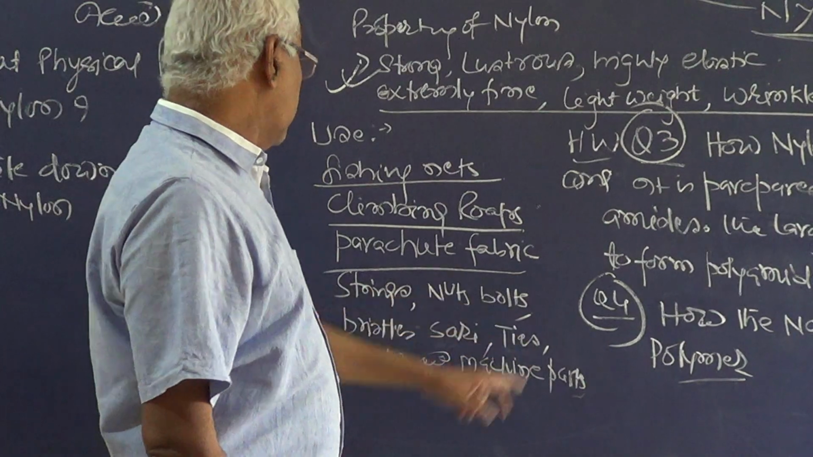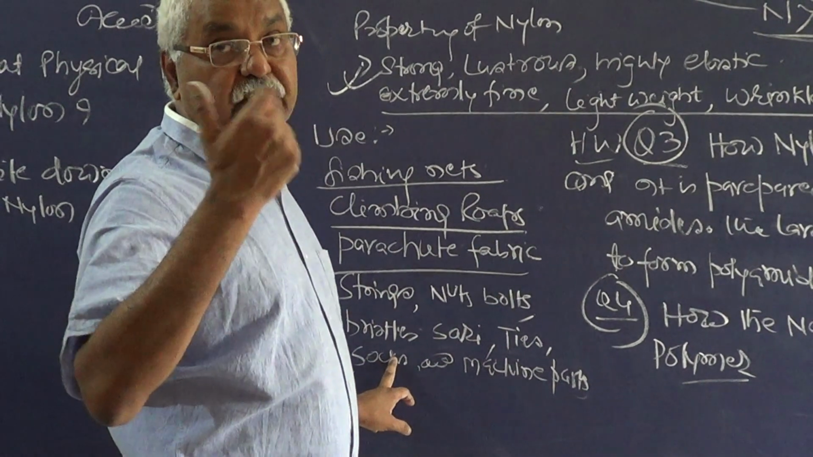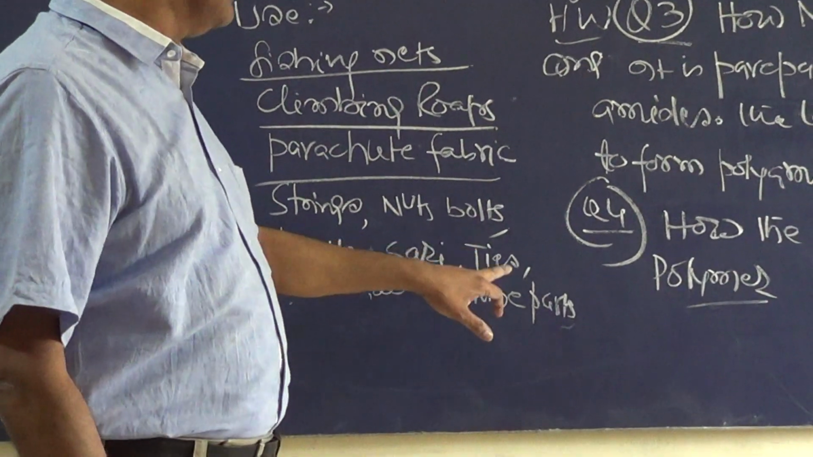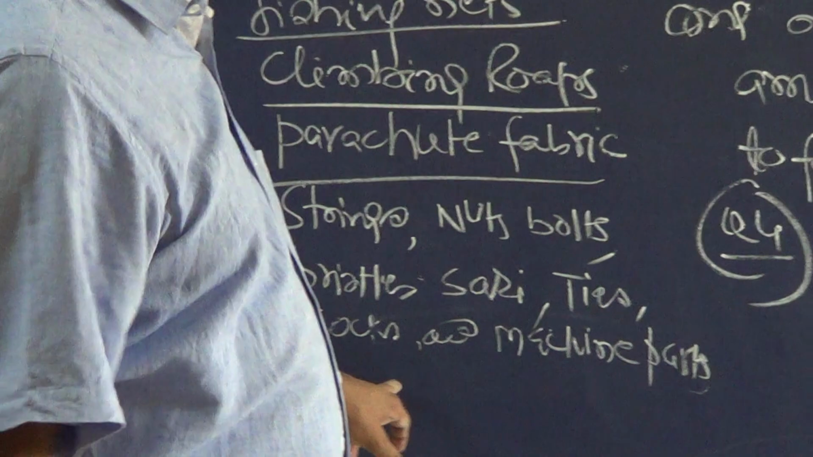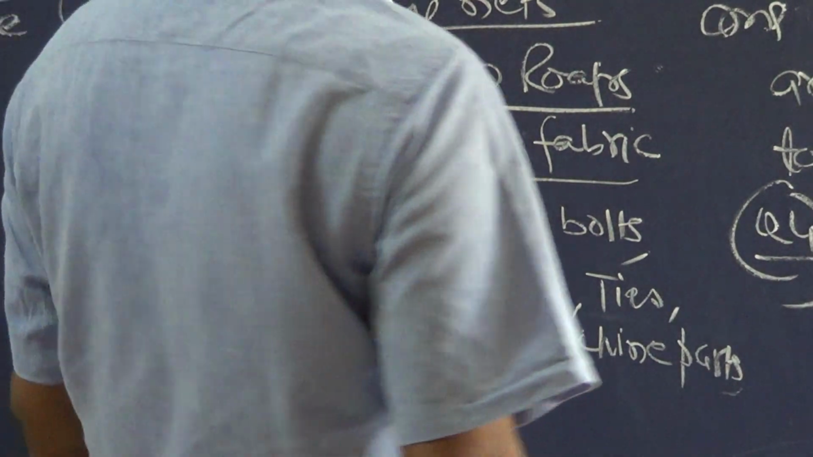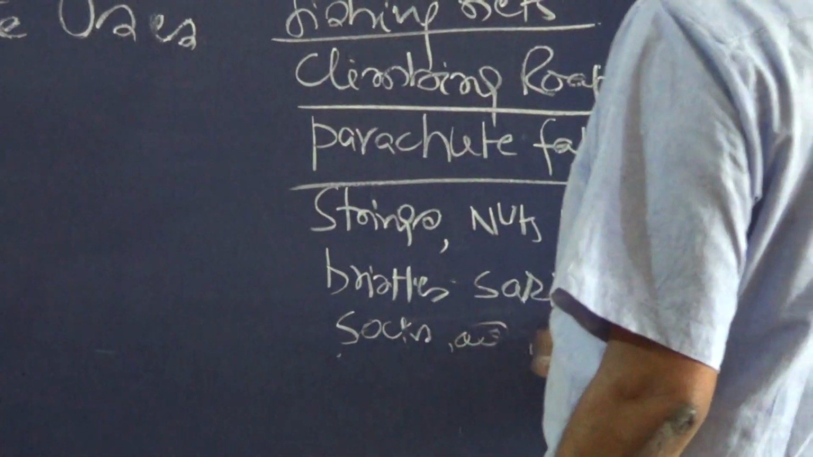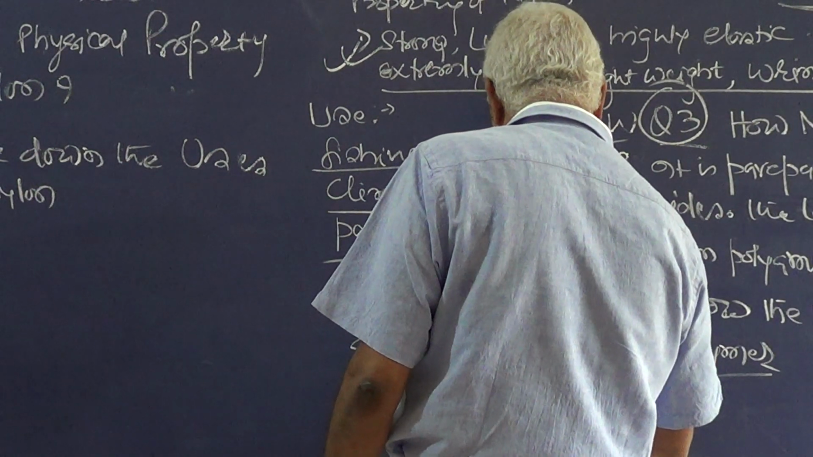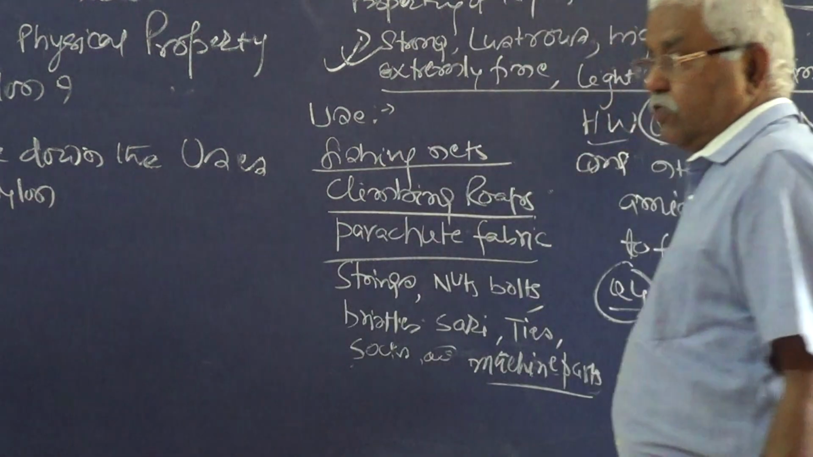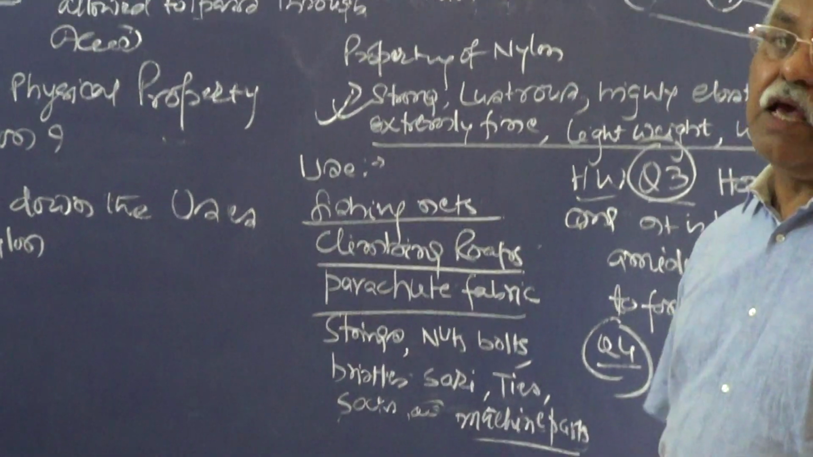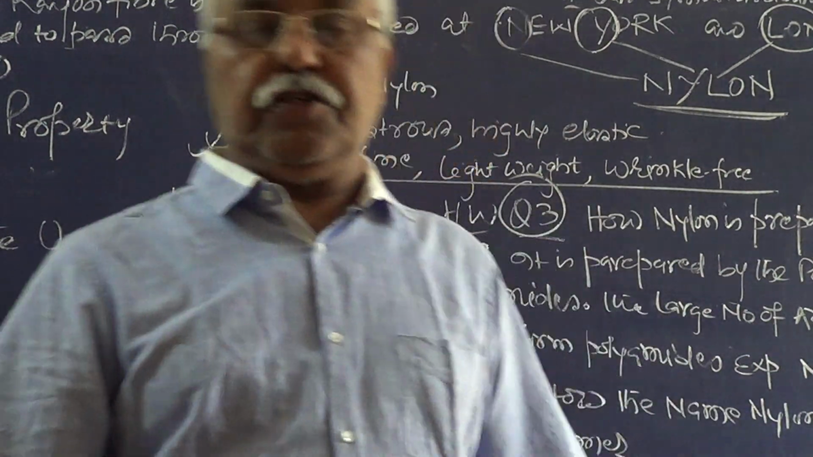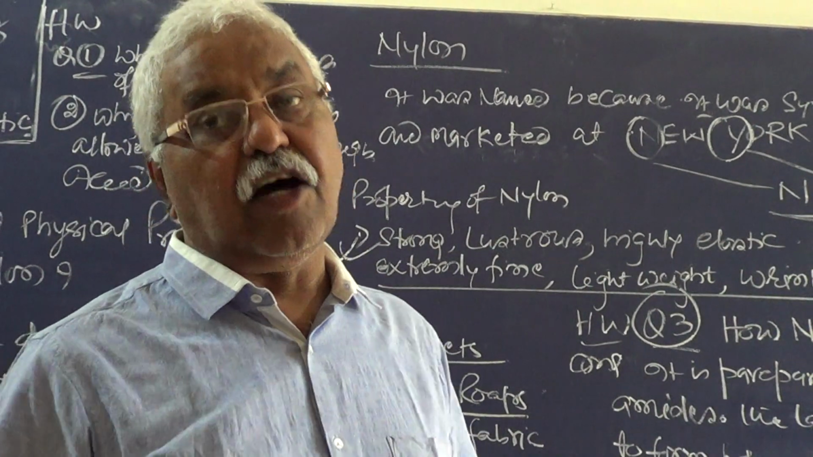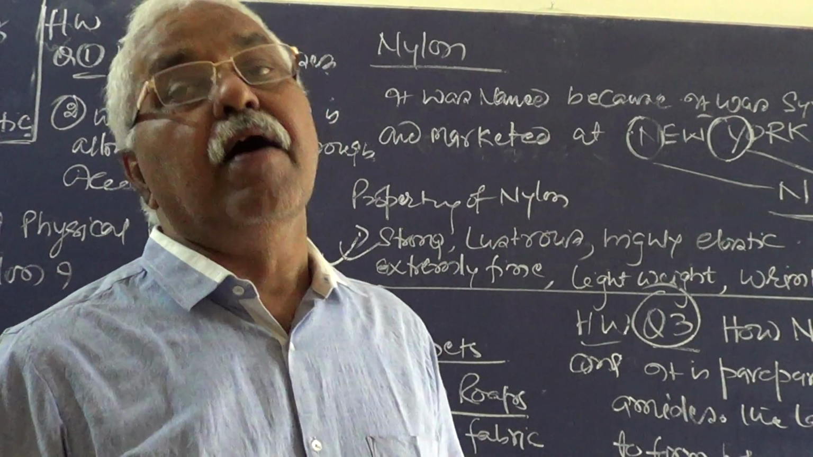Strings, nuts and bolts, bristles, the bristles in our brushes; even nylon is used in sarees, neckties, socks and machine parts. So these are the uses of nylon. We have explained nylon details. Nylon is formed by the polymerization of amides, and nylon is a polyamide.